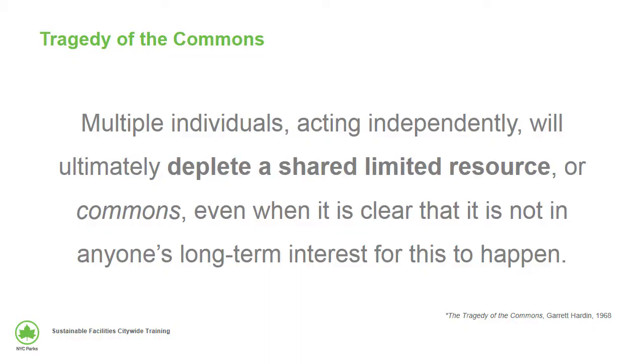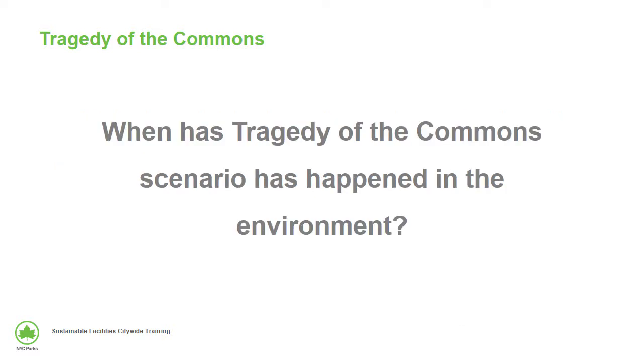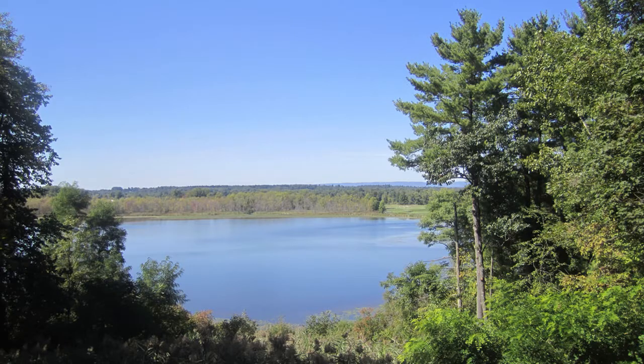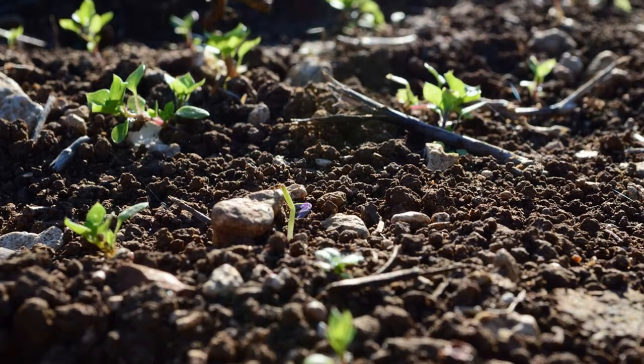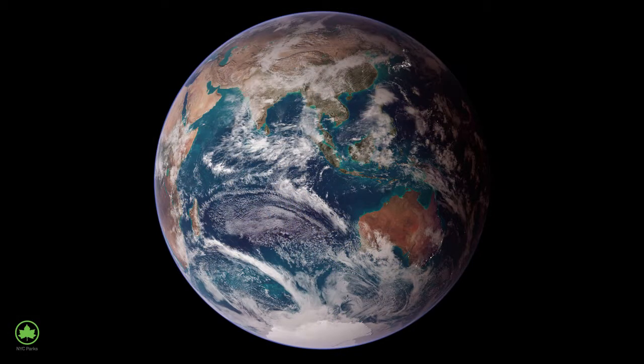This is the tragedy of the commons, the concept that multiple individuals acting independently will ultimately deplete a shared limited resource, or commons, even when it is clear that it is not in anyone's long-term interest for this to happen. Where have we seen this concept play out in the real world? Examples of a shared limited resource include bodies of water, the air, and soil, anything that belongs to everyone and no one at the same time. The tragedy is that because no one owns these resources outright, no one is directly responsible for their well-being, and as a result, these resources are perpetually at risk.